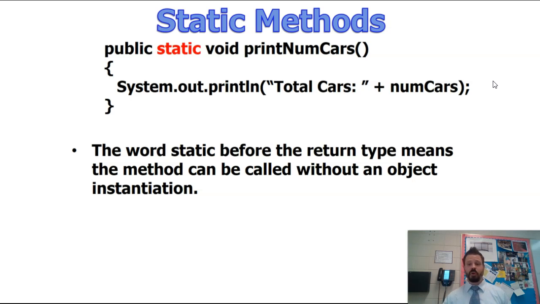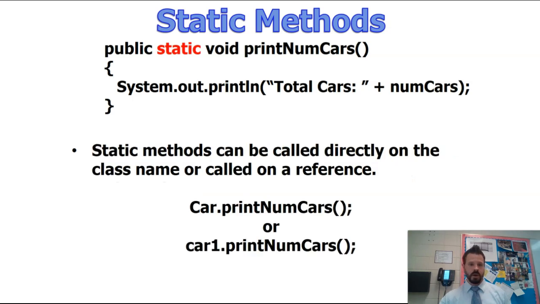So even with this one, before I create any cars, I could call this method and it would give me "numCars: 0" because 0 car objects have been created. Also, static methods can be called directly on the class name or by a reference. For example, in my main method, I could call Car, as in the Car class, .printNumCars. And that'll give us this string, total cars plus whatever numCars is. Or if I have a specific car object, such as car1, I could call car1.printNumCars, and I'd get the same result.